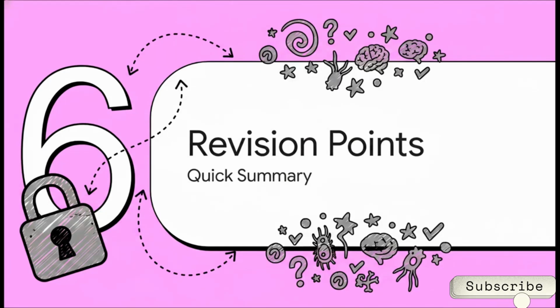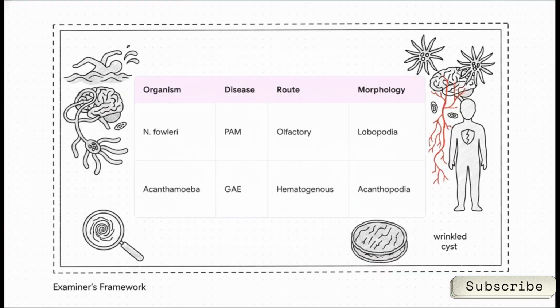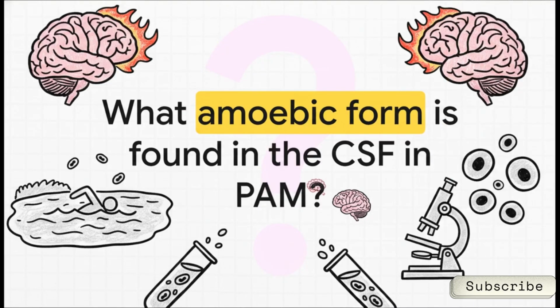We have covered a ton of ground today, so let's lock all of this in with Section 6, quick revision points. I highly recommend taking a mental snapshot of this master cheat sheet right now. It condenses everything we just covered into the exact differential framework your examiners are hunting for. Naegleria causes PAM in healthy swimmers via the olfactory nerve, and you identify it by labopodia. Acanthamoeba causes GAE in the immunocompromised via hematogenous spread, and you spot it by its spiny acanthopodia and that weird wrinkled cyst.